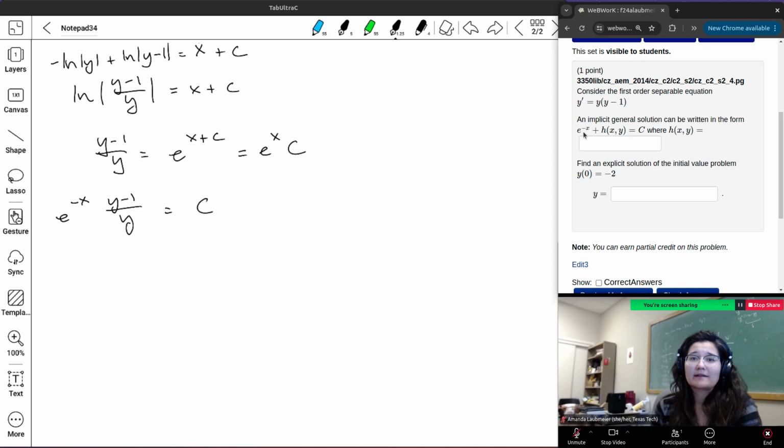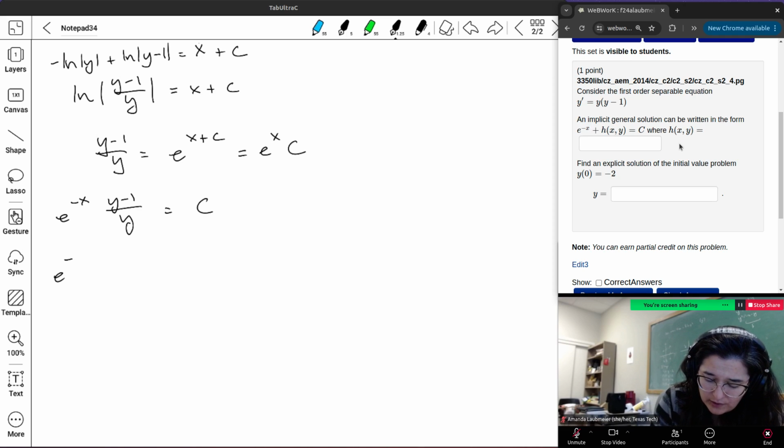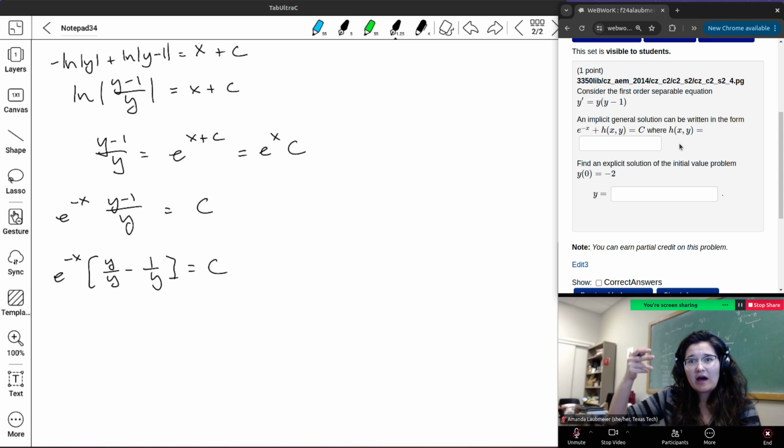Remember, divide by e to the x means multiply by e to the minus x. And then that e to the minus x needs to be by itself, but I can note that this fraction is the same as y over y minus 1 over y. Whenever you have a sum in the numerator, you can split the fraction, but if you had something in the denominator, you're not allowed to break them apart like that.